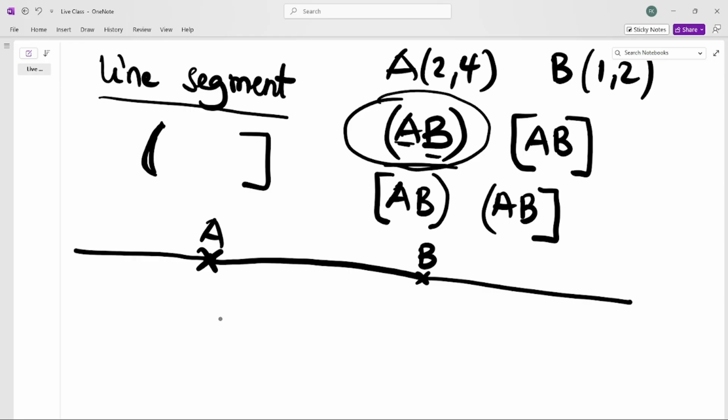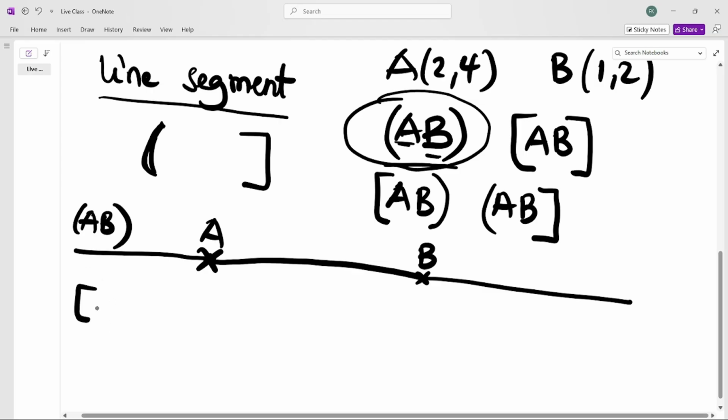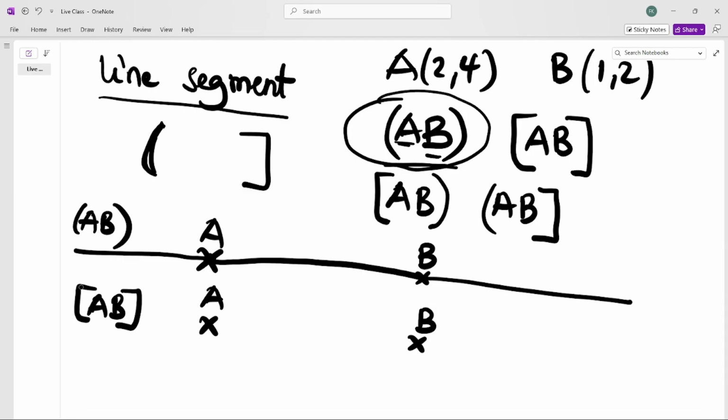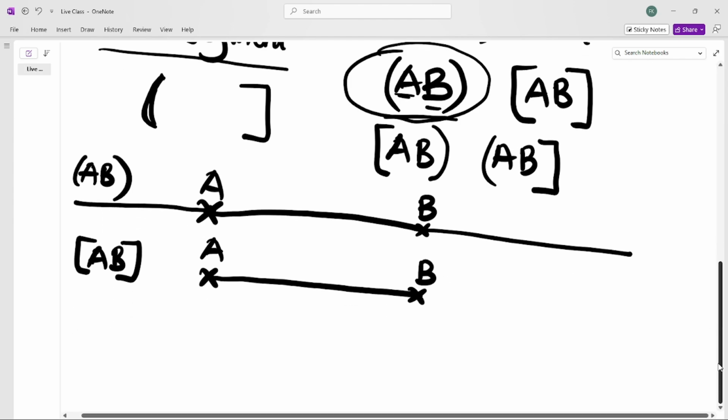The second one, let me draw the second one. Let me label it so that you know that this one is AB. Now let's draw the next one, AB with both sides having square brackets. This means that if I ask you to draw square bracket A and B, on A it is closed and on B it is closed. So you are not going beyond. You just stop. So this is AB with the segment closed on it. That's one thing that you need to know.